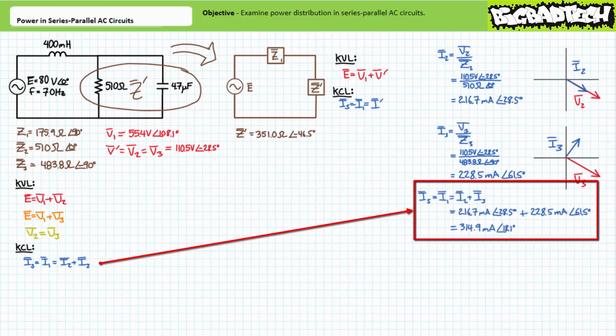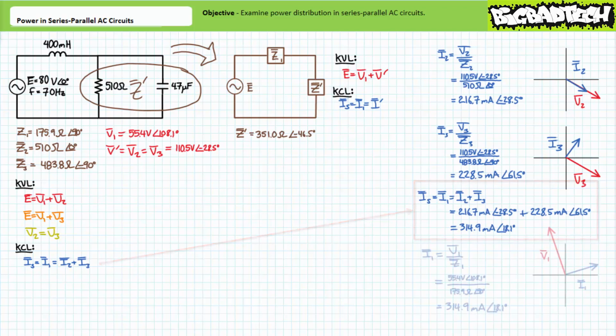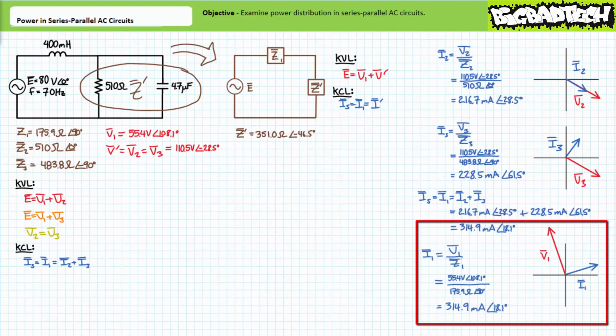Application of Kirchhoff's current law demonstrates that source current and I1 equals 314.9 milliamperes at an angle of 18.1 degrees. A third application of Ohm's law supports this conclusion. Despite use of an external absolute reference, the phasor diagram clearly illustrates current lags voltage by a relative 90 degrees for this purely inductive element.